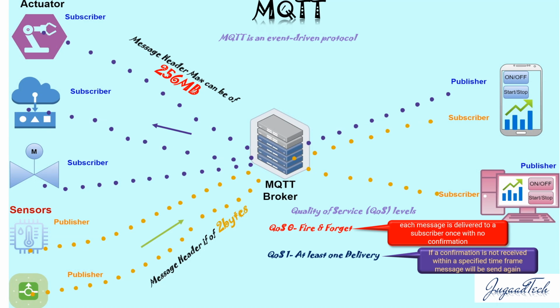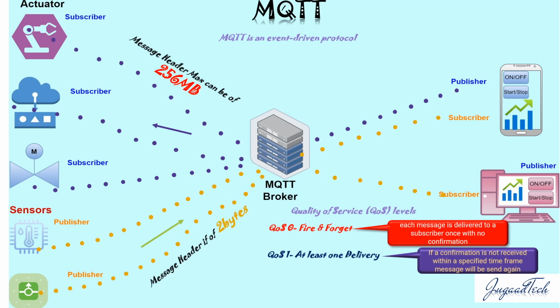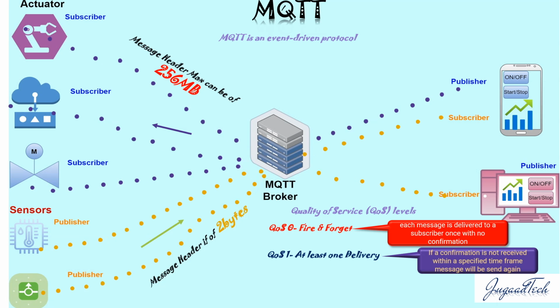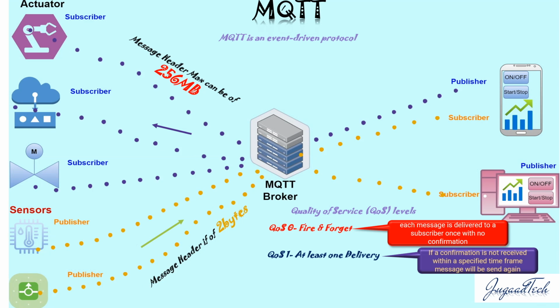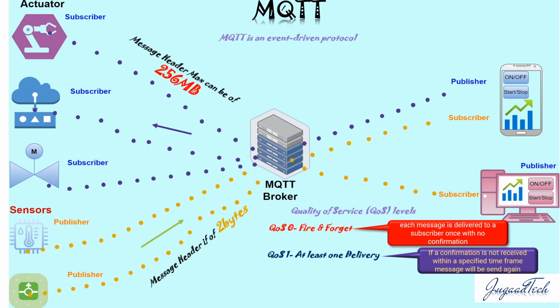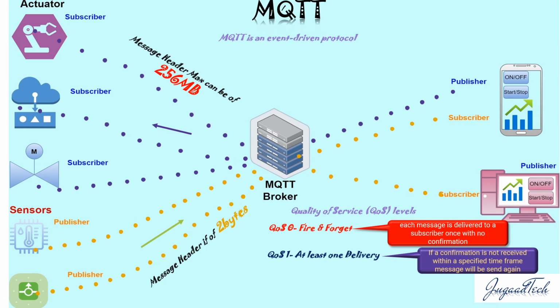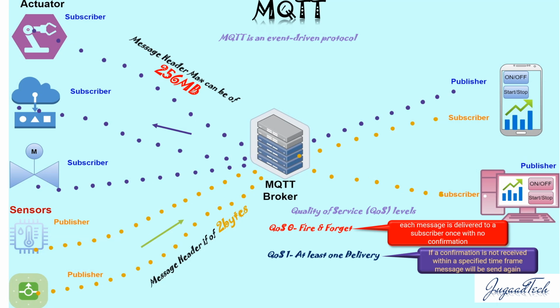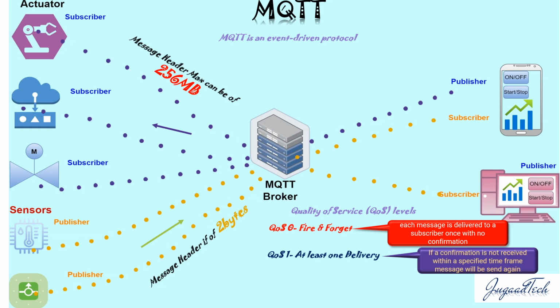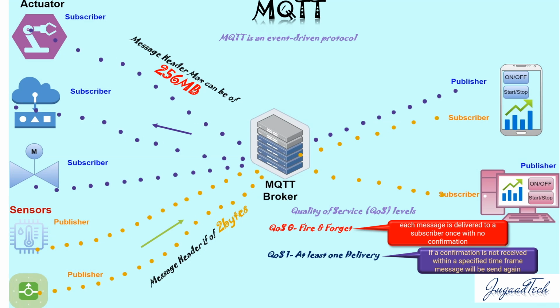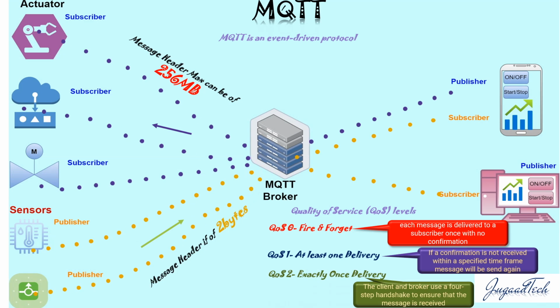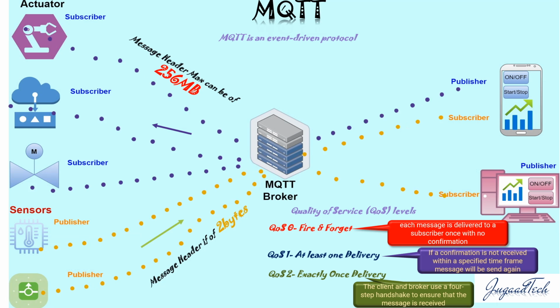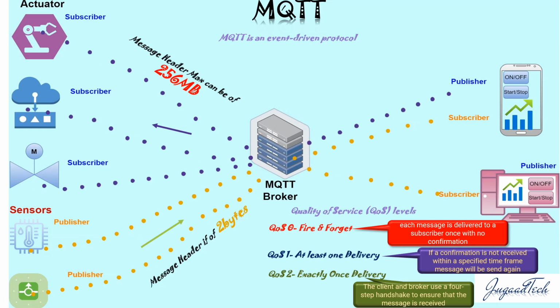It has just sent the message to all the clients, and then it forgets whether the subscriber is online or offline. The second level is level 1, which is at least once delivery, which means it checks for confirmation that the message has been received within a specified time. If it isn't, it will resend the message. So there is a chance that the subscriber will get the message twice, but it will be reconfirmed within a defined period of time. The third is exactly once delivery.